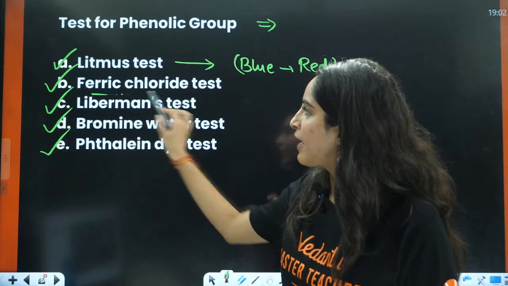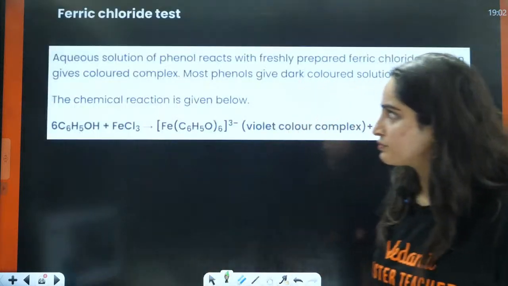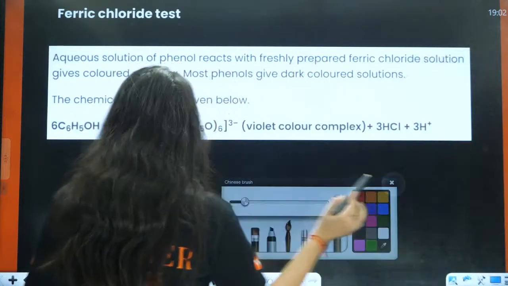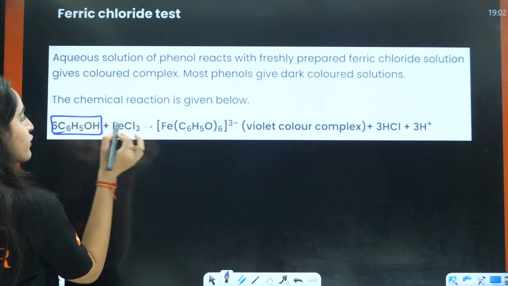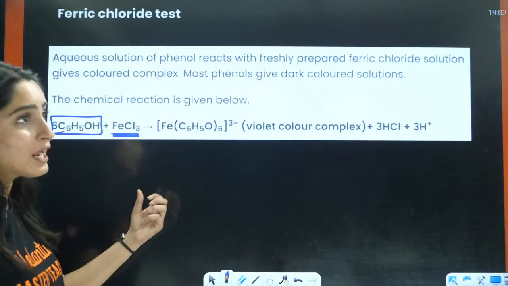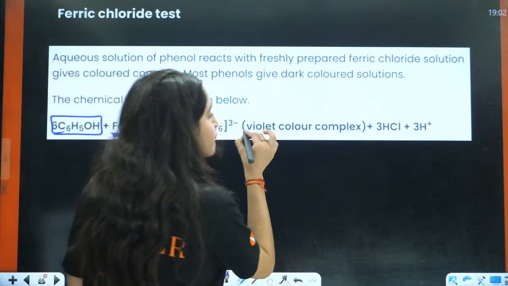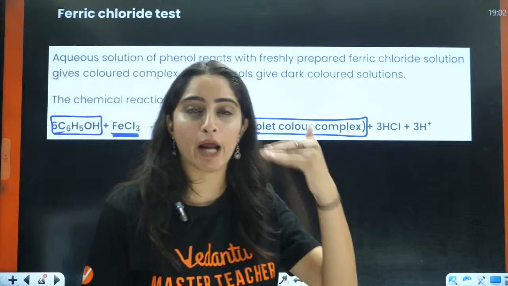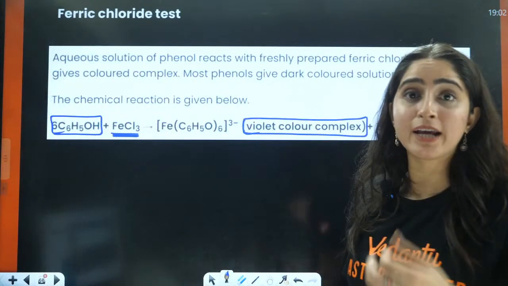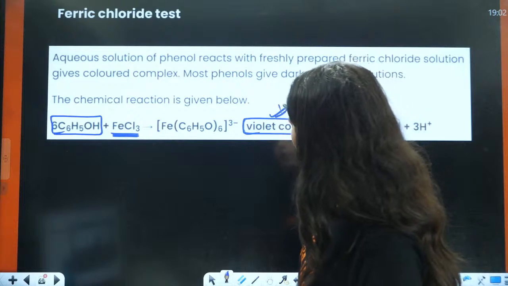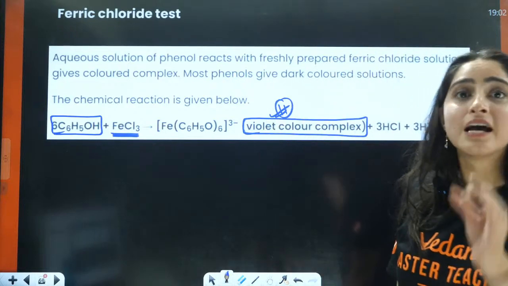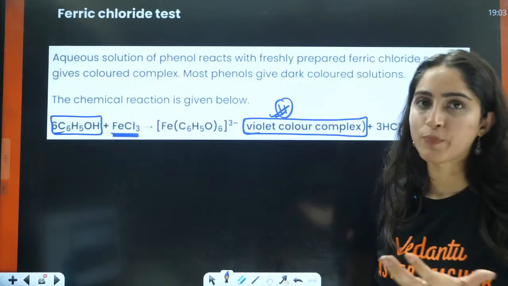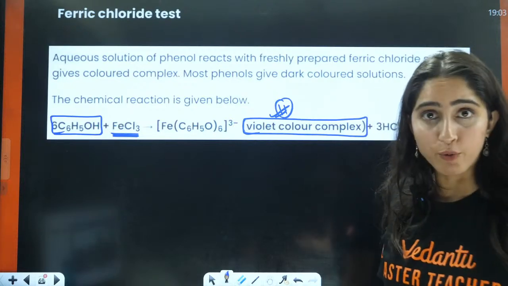Right? If you talk about the ferric chloride test, let us see. What is the ferric chloride test? In the ferric chloride test, when phenol is treated with ferric chloride, it is going to give you a violet colored complex. So by adding ferric chloride, if you have a violet colored complex, then you can say that yes, a phenolic group is present in this particular compound, right?